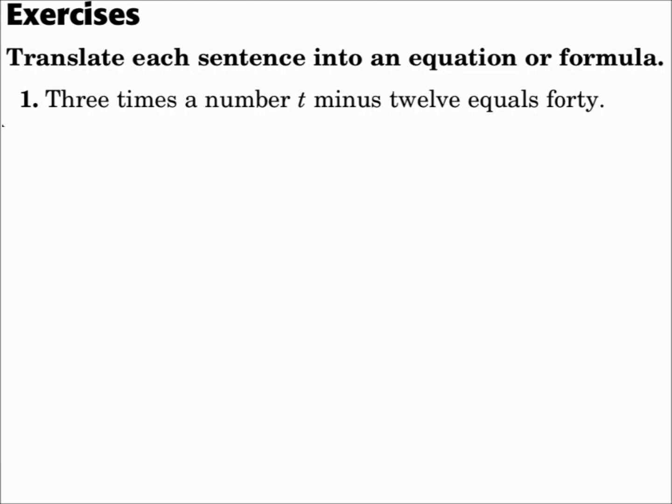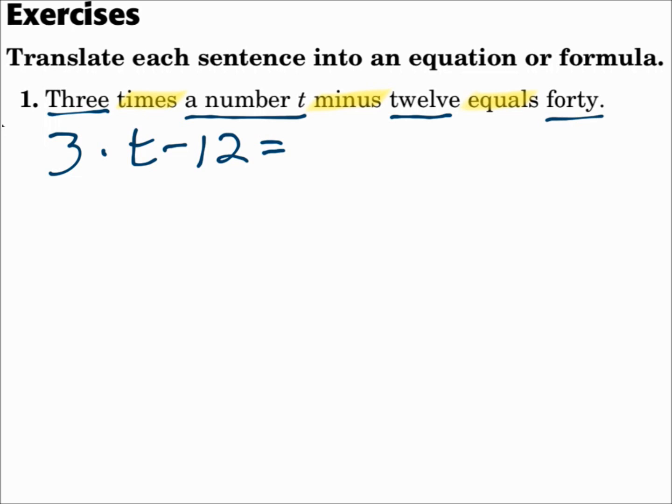Translate each sentence into an equation or formula. Number 1. 3 times a number t minus 12 equals 40. Well, 3 is 3. Times is multiplying. A number t is t. Minus is subtracting. 12 is 12. Equals is your equal sign. 40 is the number 40. And to polish that up, instead of saying 3 times t, just say 3t.